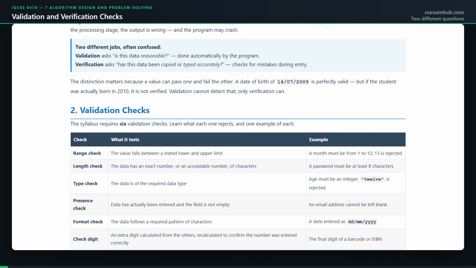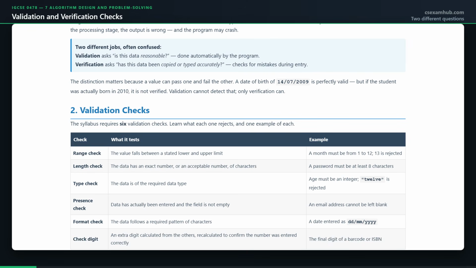Validation and verification are both checks on input data, and they are constantly confused, so start with the distinction and keep it. Validation asks, is this data sensible? Could it possibly be right? It is an automatic check performed by the program against a rule. Verification asks a completely different question. Is this data what was actually intended? Was it entered correctly or copied accurately?